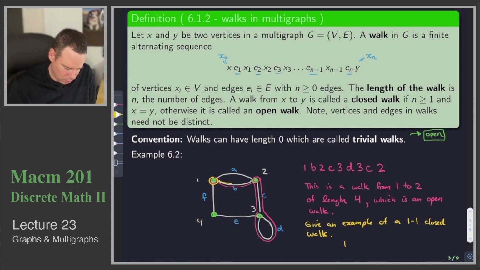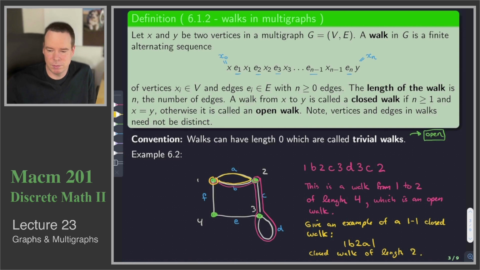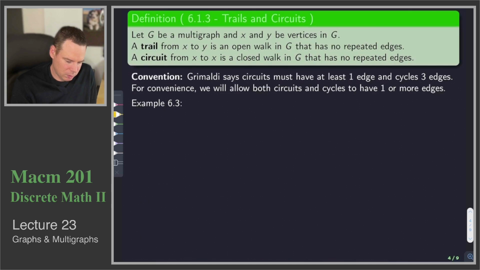So maybe I'll go along B to 2 and then along A back to 1. So I could go 1, B, 2, A, 1. And this is a closed walk of length 2. So there's a closed walk of length 2, started at 1 and ended at 1. So just a couple of examples to get used to what this terminology is talking about. So walks allow us to talk about how to move around a graph. So we'll continue our definitions.